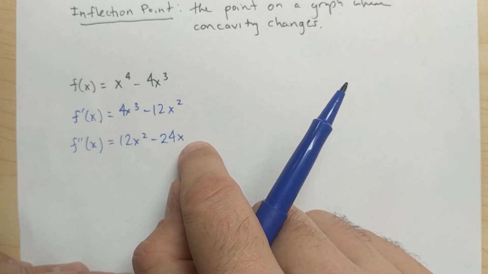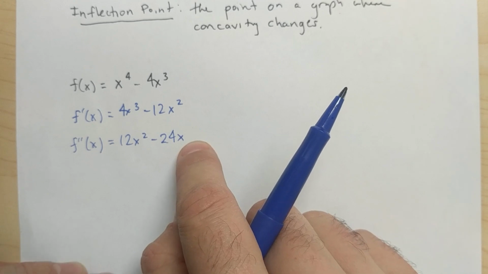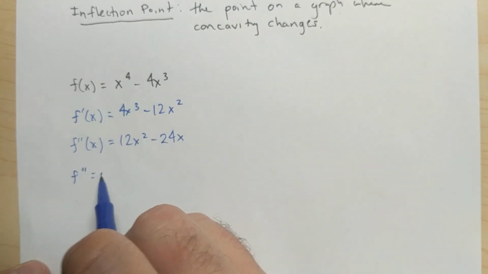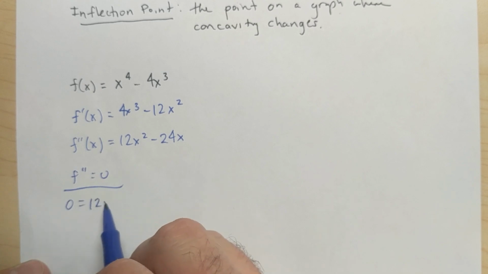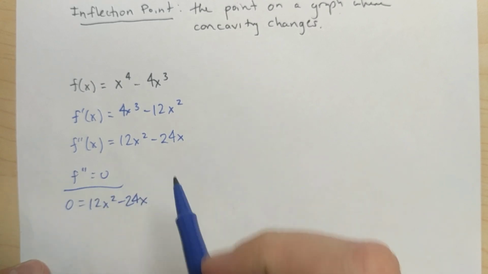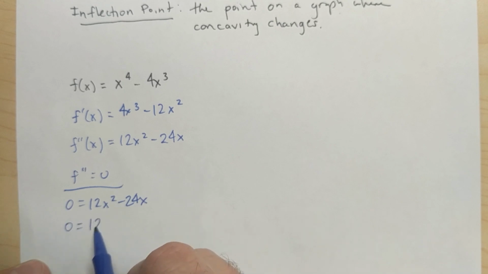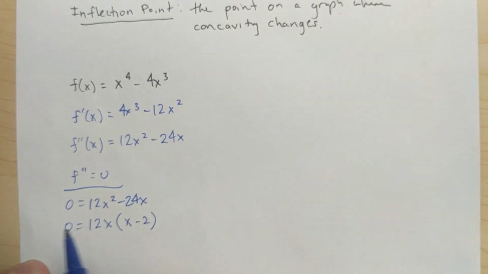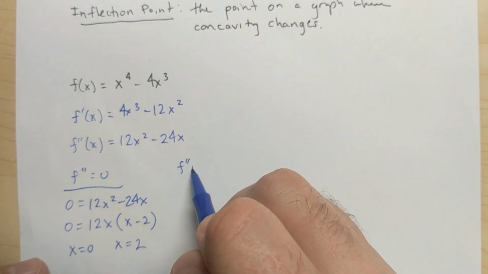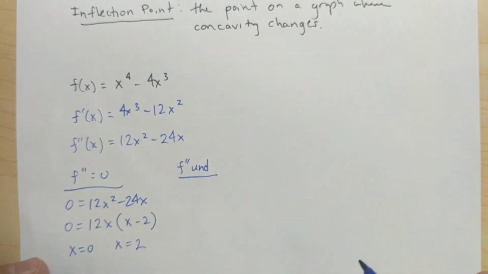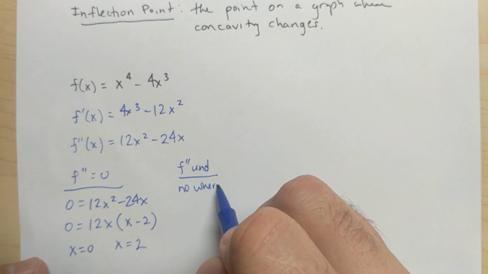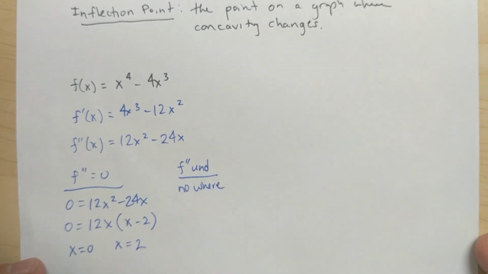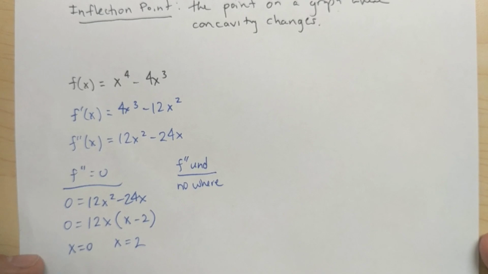So first let's figure out when f double prime is 0 and when it is undefined. So f double prime equals 0. So 0 equals 12x squared minus 24x. Common factor there, so I'll factor that out. That's 12x times, and it leaves behind x minus 2. So my zeros for f double prime are 0 and 2. F double prime undefined? Well, it's a polynomial, so never. But remember, we're keeping this in mind because next semester we're going to deal with crazier things that have lots of undefined places.